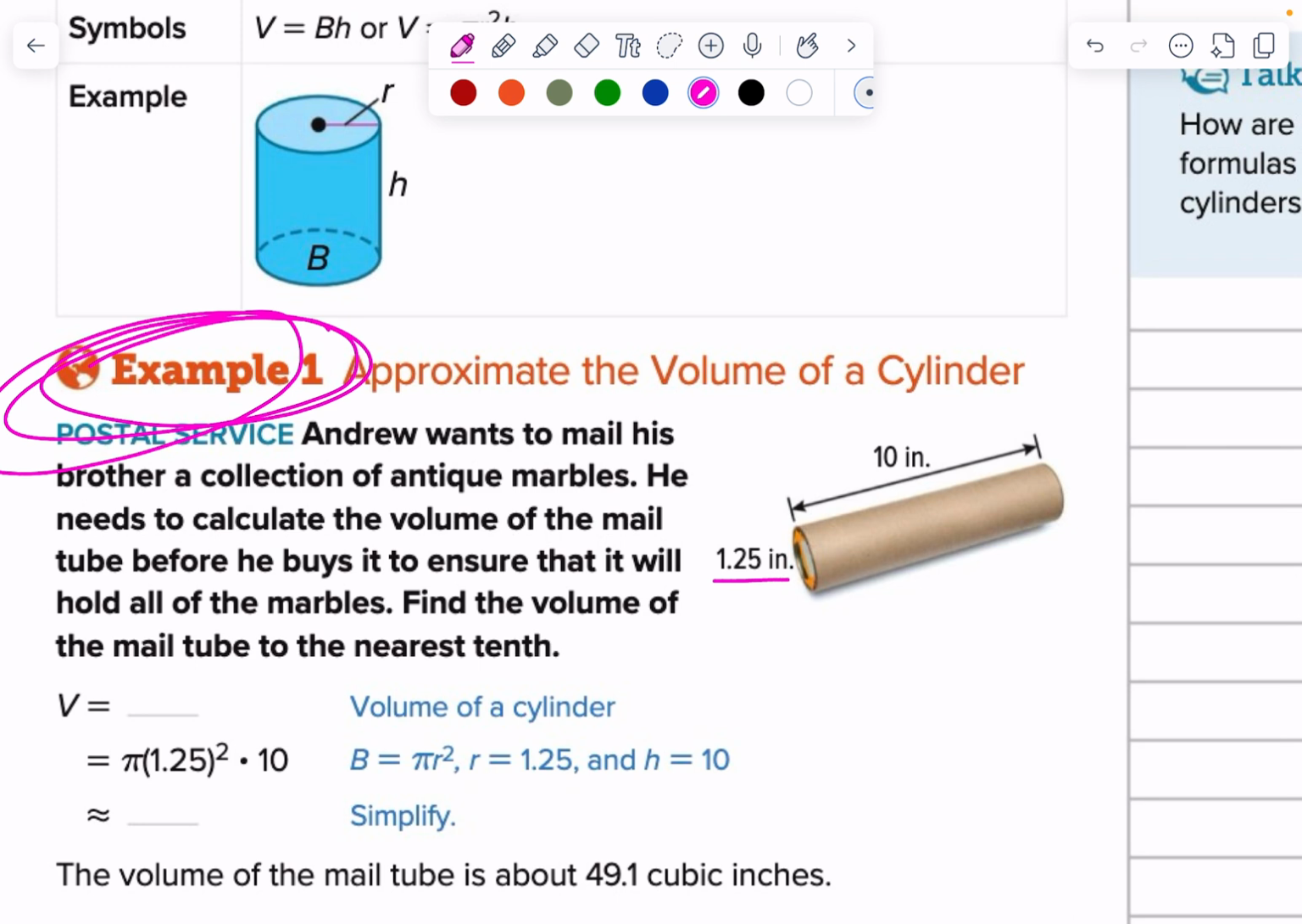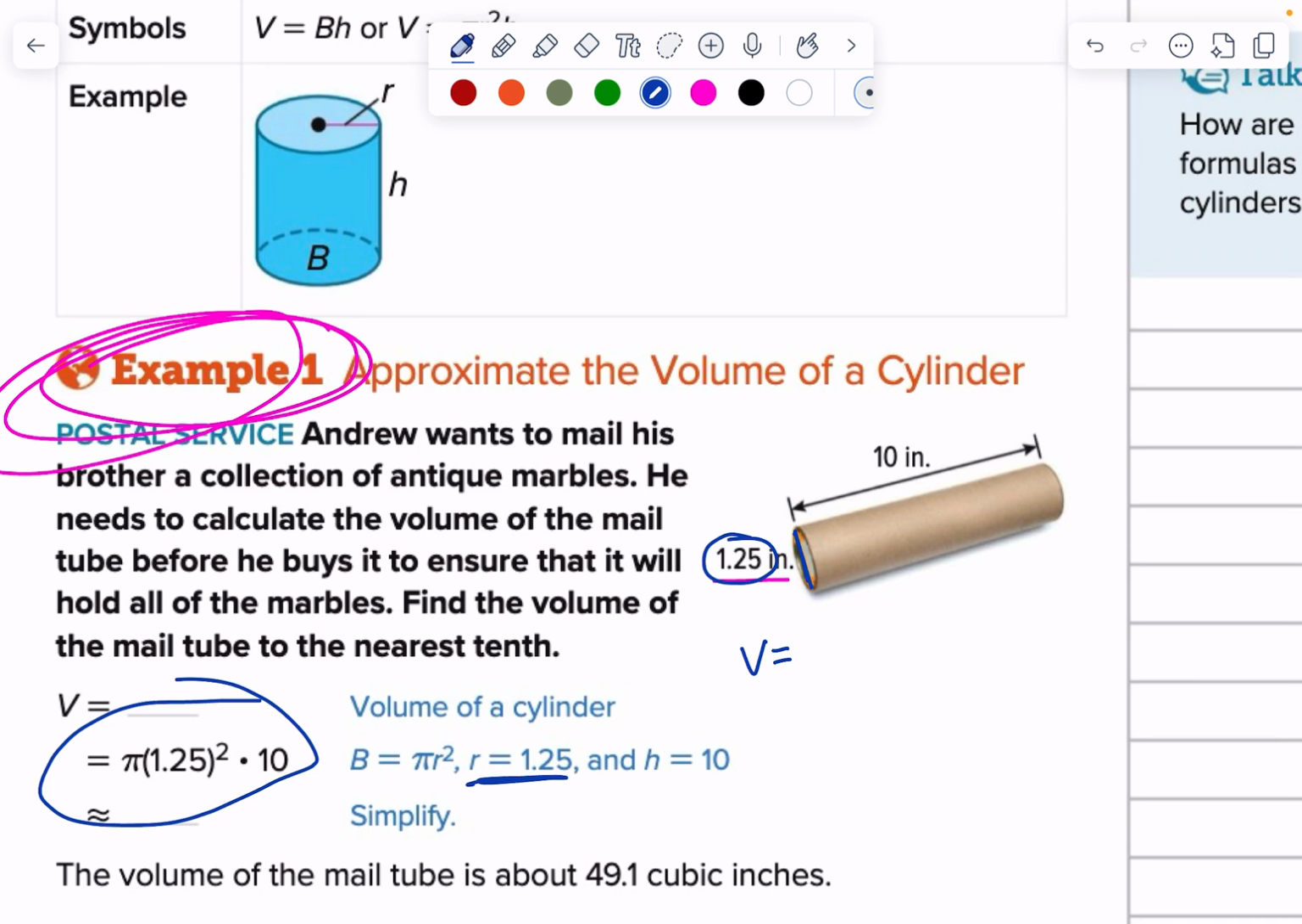I don't like the way that this is labeled because we don't know. Andrew wants to mail his brother a collection of antique marbles. He needs to calculate the volume of the mail before he buys it to ensure that it will hold all of the marbles. They did not label this very well because it looks to me like 1.25 is the diameter, in which case we will have to split that in half to find the radius. But if I go down here to the formula, they did say the radius was 1.25. So I do not like how that was labeled. That is what I will caution you on. When you go to do these homework problems, make sure that if they're giving you the diameter, you actually use the radius.